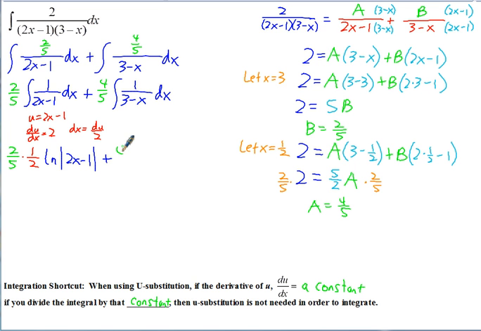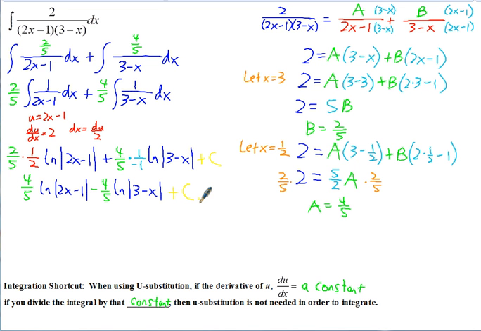Plus 4/5. Here the derivative of 3 minus x would be negative 1. So times 1 over negative 1. And then when you integrate that, it would be the natural log of the absolute value of 3 minus x. So that gives us 4/5 times the natural log of the absolute value of 2x minus 1, becomes minus 4/5 times the natural log of the absolute value of 3 minus x plus c.